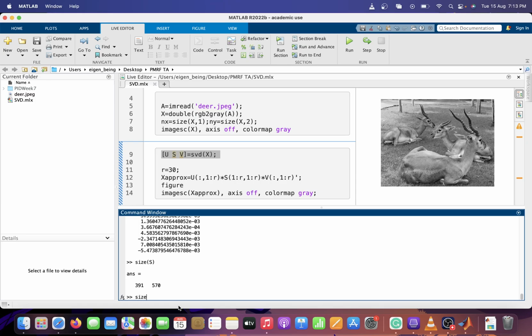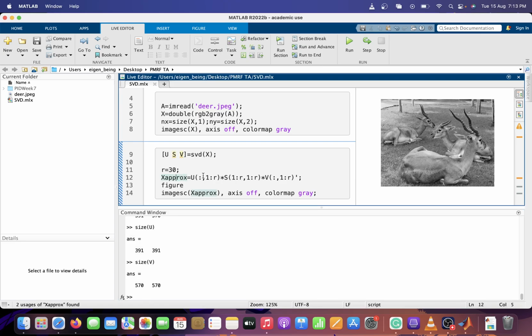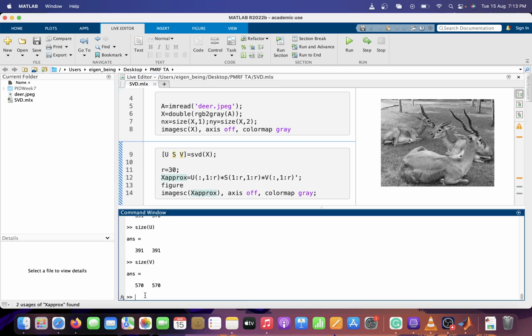So, what is the size of U? It's 391 cross 391, M cross M. Size of V, 570 cross 570. Now, what I am going to do is, I know that there are R singular values, right. So, what is the rank of S? We will see what is the rank of S, okay.